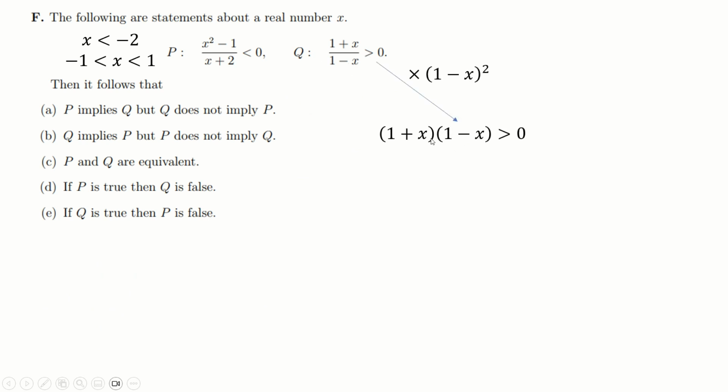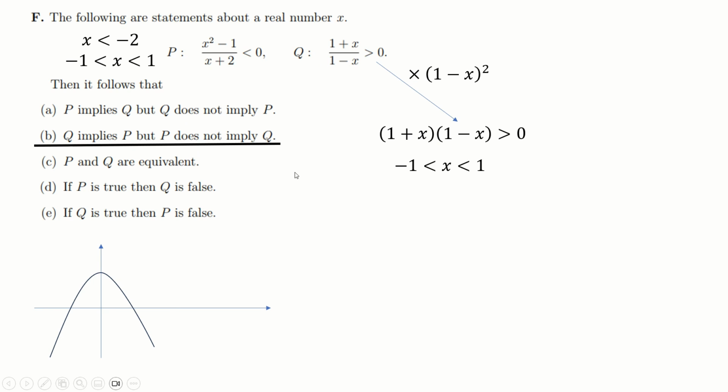You get this. This is a quadratic with roots at 1 and minus 1, except of course it's upside down. So it looks like this. It's bigger than 0 between 1 and minus 1. Now, this means that if Q is true, then P is true, because you're between minus 1 and 1, which is a thing that P does as well. But if P is true, you could be like minus 3, and therefore Q isn't. So Q implies P, but P does not imply Q is the correct answer.